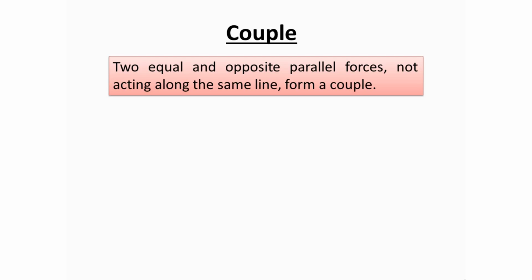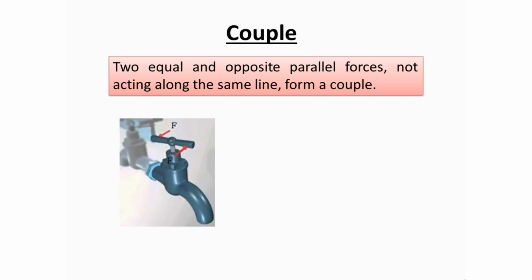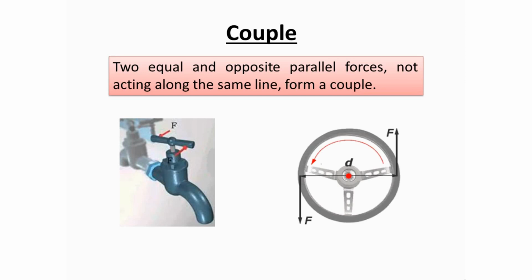Here are some more examples of couple. While opening or closing a tap, you use two fingers and apply equal forces by both of your fingers to the knob of the tap as shown by the red arrows in the image. These forces form a couple. Similarly, while rotating the steering wheel, it becomes easier to rotate it if we apply force at two points as shown.